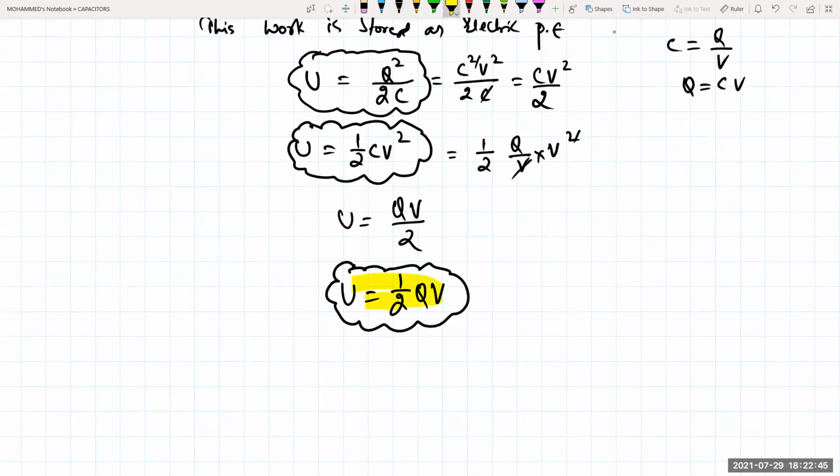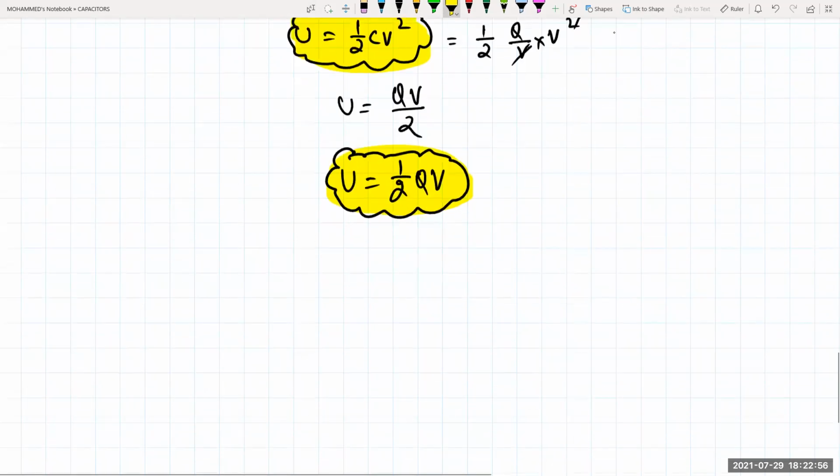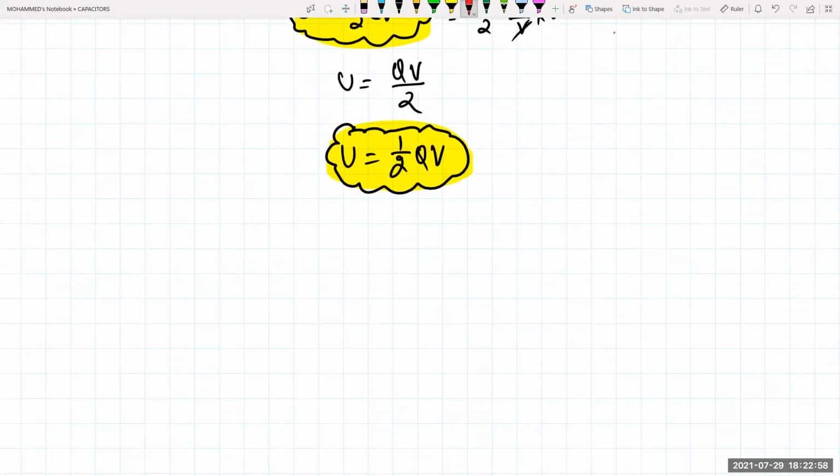So these are the different forms of the energy stored in the capacitor: in terms of half Q into V, in terms of half into C into V square, in terms of Q as well as capacitance. Next, one more very important term, that is known as energy density.